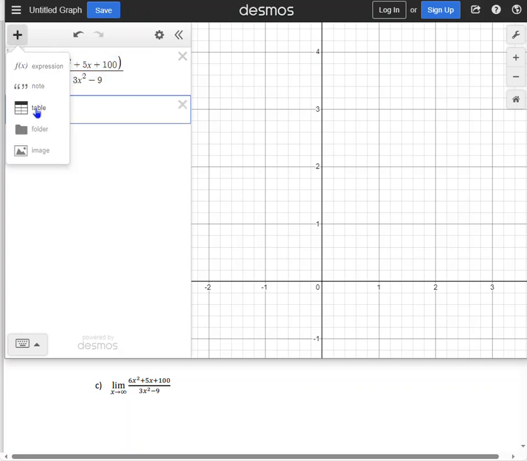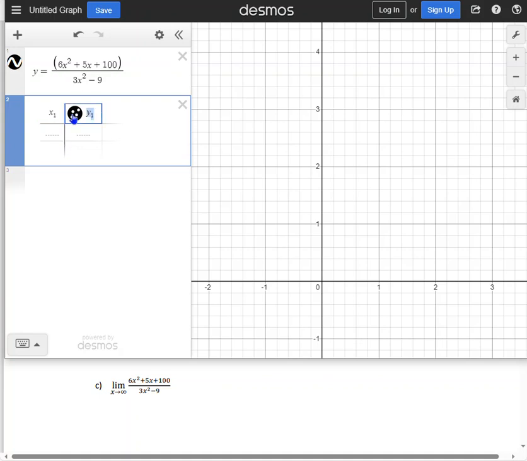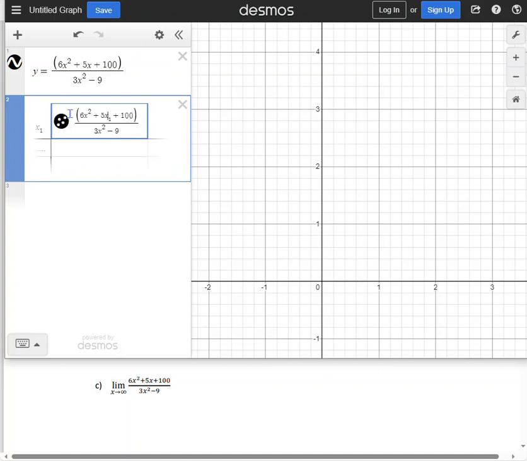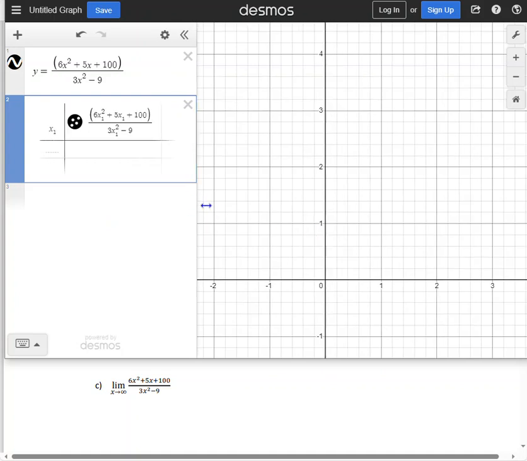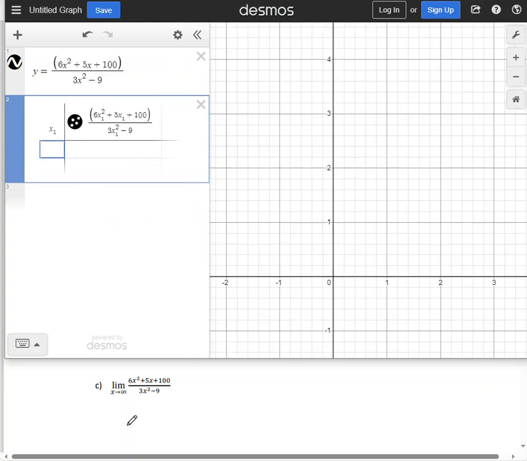I'm going to add a table. Let's delete that. Paste it in, and every place we see an x, put a 1. It automatically subscripts it for you, which is the coolest ever. I want this to be a little wider. There we go. Now, what are we approaching?